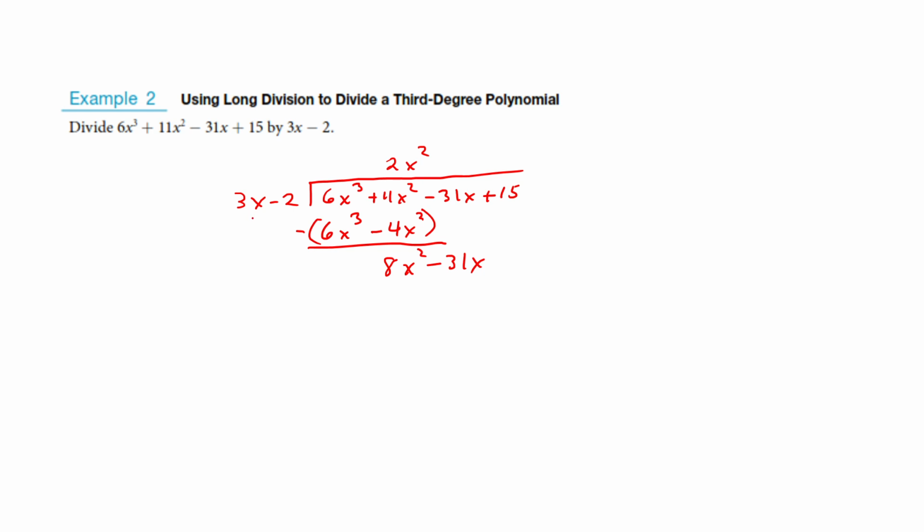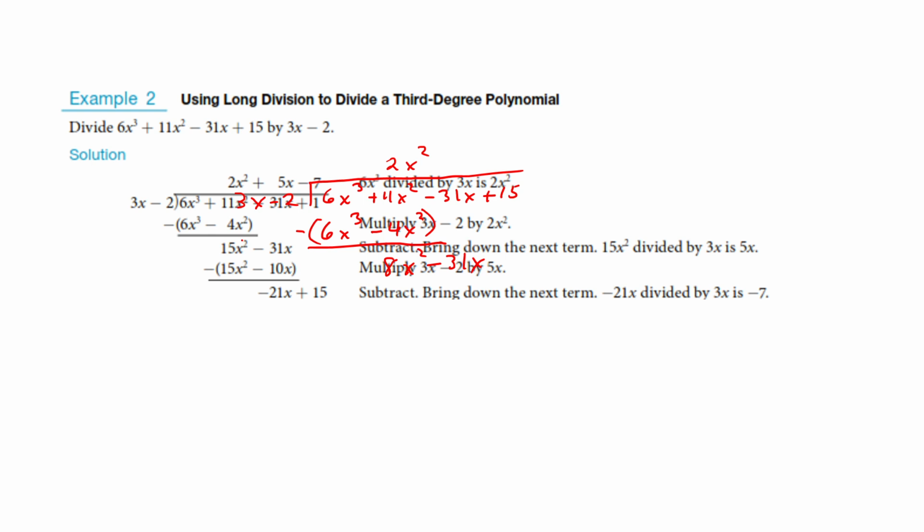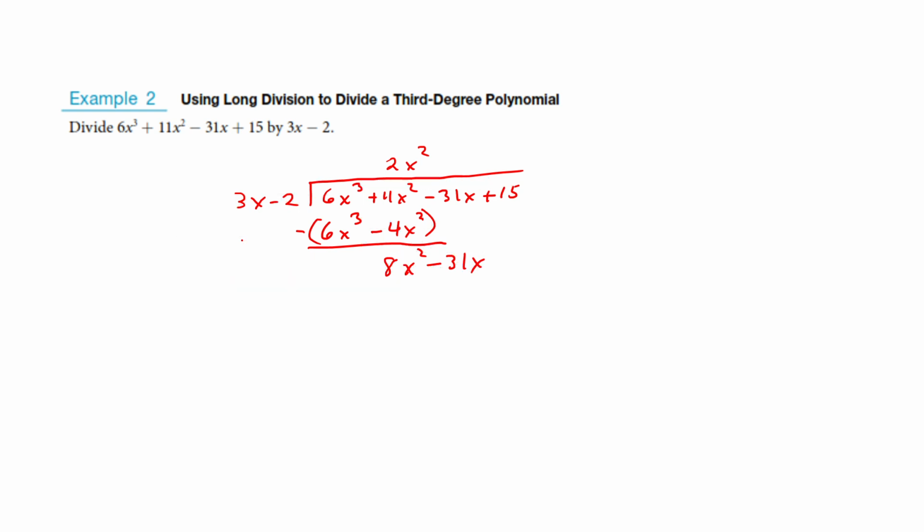Okay, I want to turn 3x into 8x squared. Is this right? Hold on. I'm surprised by that. Oh, sorry. Here's what happened. I can't read my own writing. That's an 11. Okay. I was like, that isn't going to work. So this was 11x squared.